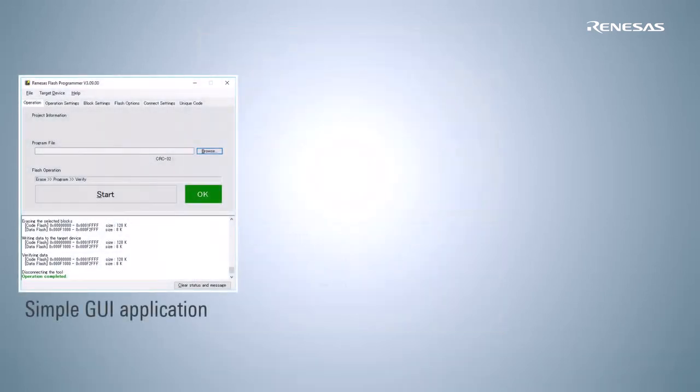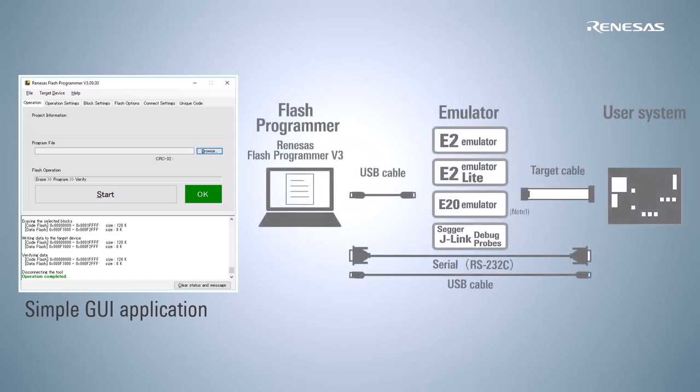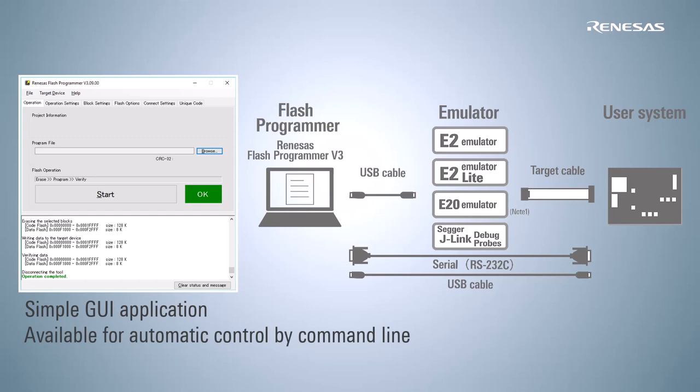It is a simple GUI application, easy to use and fully functional from development to mass production. It offers PC-controlled programming via the E2 emulator, E2 emulator Lite, E20 emulator, SEGGER J-Link debug probes, or a serial or USB connection. In addition, it is not only a GUI application but also suitable for automated processes due to its rich command line functions. The operating system is also compatible with Linux and Mac OS.